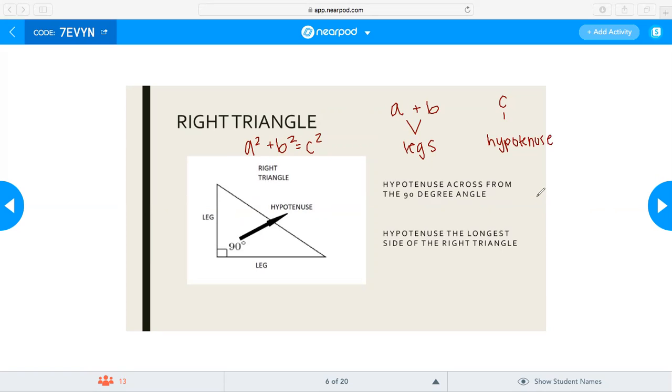A and B represent our legs. C represents the hypotenuse. It really doesn't matter which one you say A or B is, because it just represents the legs. And then C represents the hypotenuse. So the Pythagorean theorem states that one of the legs squared plus the other leg squared equals the hypotenuse squared. So let's look at this in picture form.